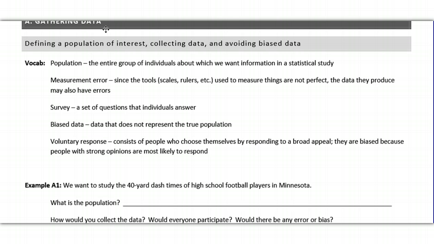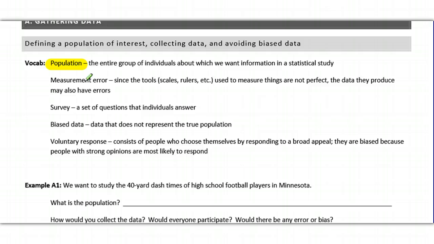First section is defining a population of interest, collecting data, and avoiding biased data. Our vocabulary, we start out with a population. Now, we usually think of a population as how many people are living here. For example, the population of the Earth might be 7 billion, or the population of Byron might be 5,000. But when we think about it in statistics, we're trying to be a little bit more general than that. It's the group of individuals that we want information about. So if I'm doing a study about students at Byron High School, the population is students at Byron High School.